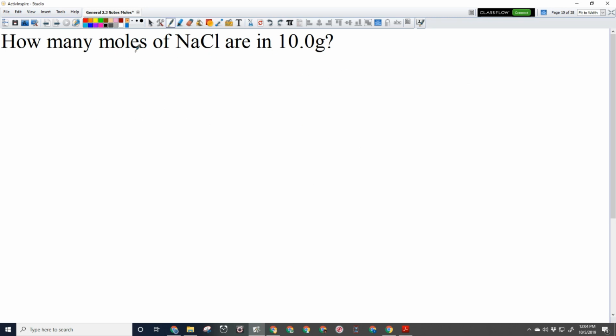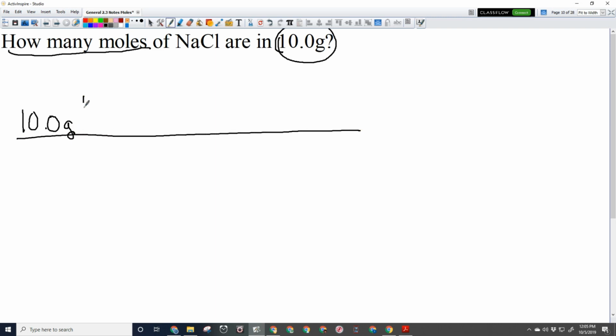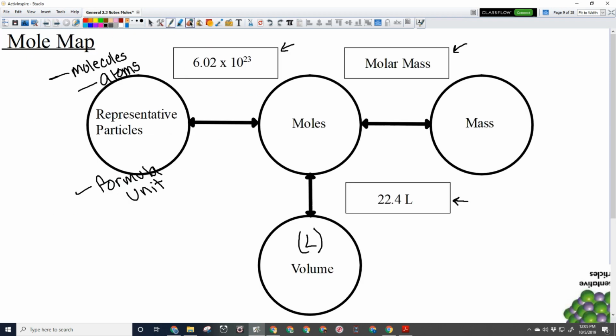All right, so how many moles of sodium chloride are in 10 grams? So there's our given. We're going to start with our given, 10.0 grams, and we want to go to moles. So let's look back at our mole map. How do we do that?